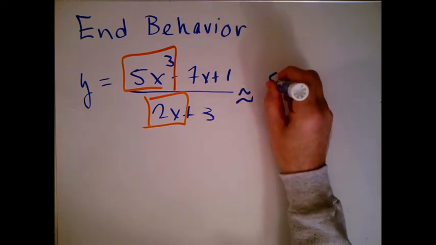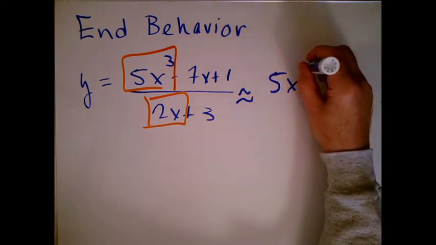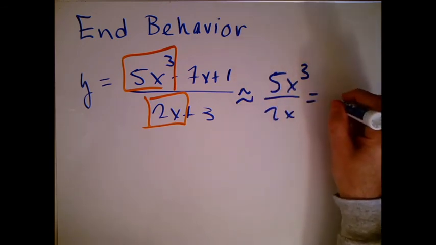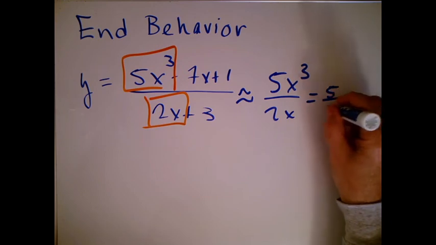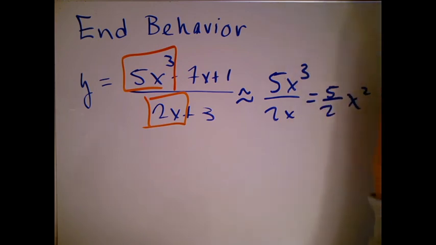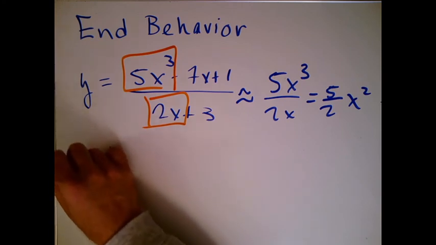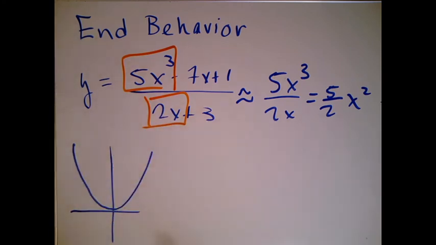I'm going to get 5x cubed on top. I'm going to get 2x on the bottom. And so that's going to look like 5 halves x squared. Well, we know what 5 halves x squared looks like. That's a power function that just looks like this. That's just a parabola. So we see that way to the left, the graph is way up. Way to the right, the graph is way up.